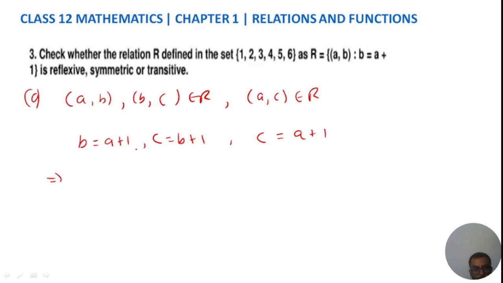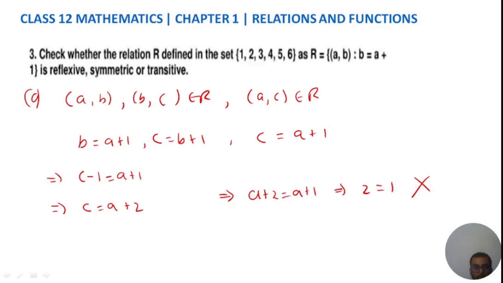From here, I get b equals c minus 1. Putting that in this equation, in place of b I put c minus 1, I will get c minus 1 equals a plus 1. This will imply c equals a plus 2, but here I have c equals a plus 1. So if I put c equals a plus 2 here, what will I get? a plus 2 equals a plus 1, which will imply 2 equals 1, which is false. Thus our relation R is not transitive.